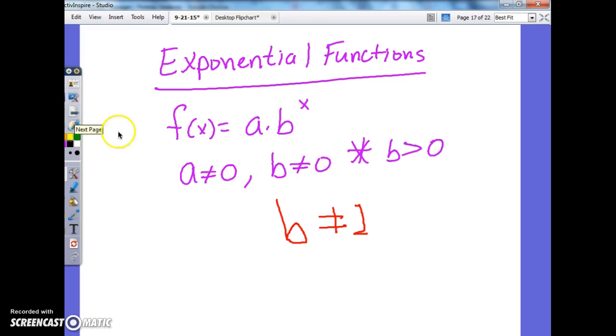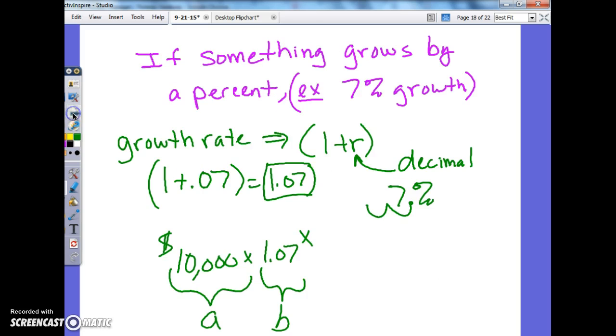Okay, so initial amount can't be 0. Obviously, your rate of growth or rate of decay can't be 1, because anything times 1 times 1 times 1, nothing changes. Can't be 0, obviously. But your B is positive. You're going to break it down: if B is greater than 1, you have a graph like so, and we'll get more into that. If B is greater than 0 but less than 1, you're going to have a decay rate. So, anyway, we'll talk more about that in the next couple slides.